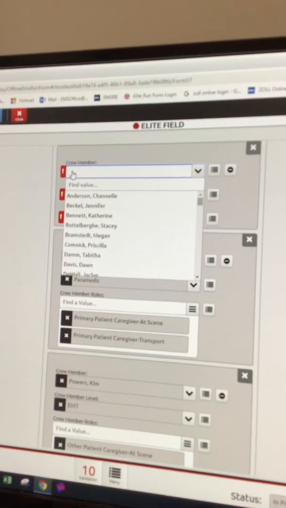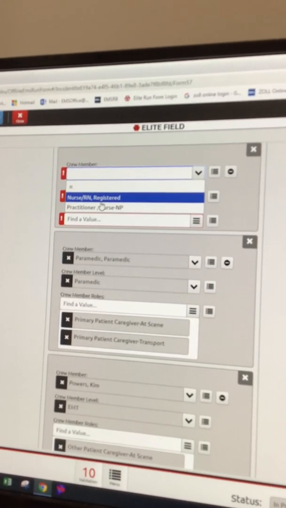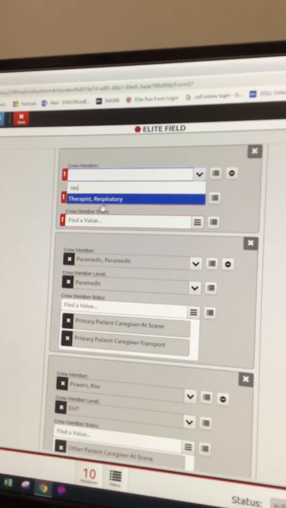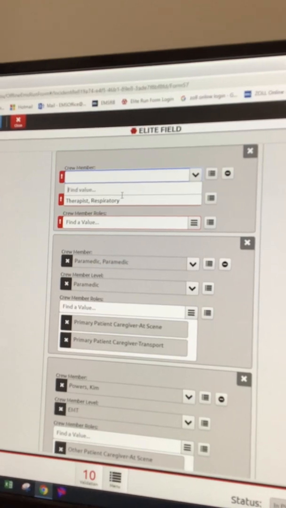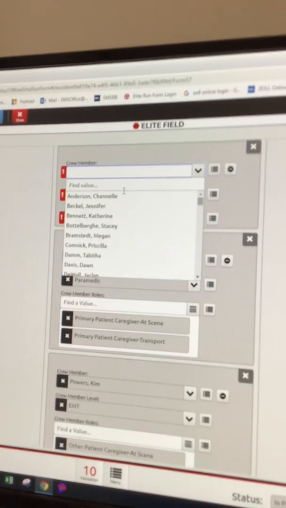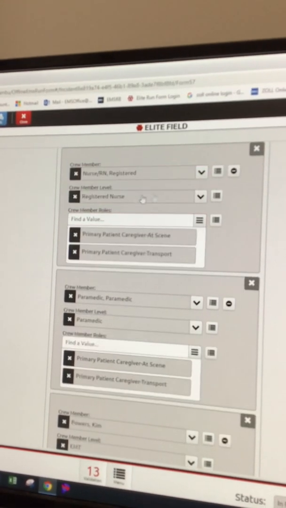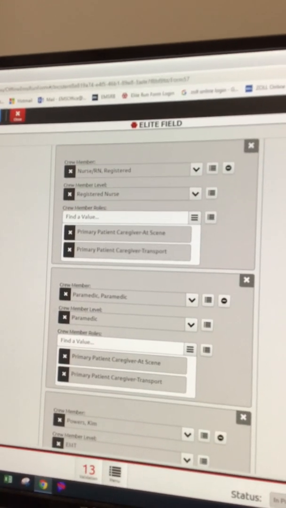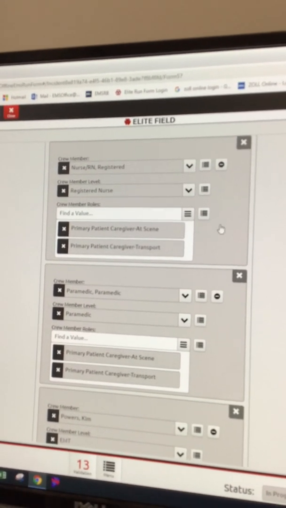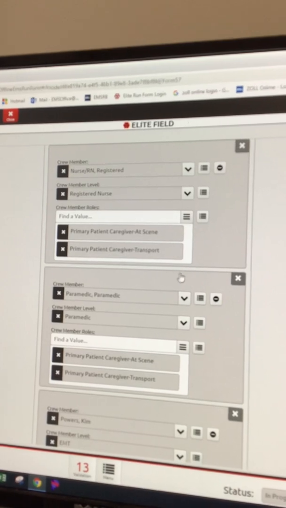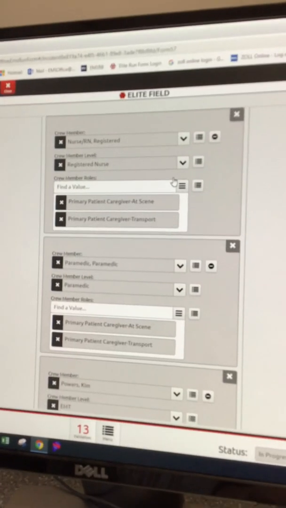I also have nurse practitioner and respiratory therapist. So these are all generic. Make sure you look at what's available. You're going to have to find out what their credentials are, either by looking at their badge, their uniform, or asking them. We need to get this right. So I've added them here under the crew members, so you do not have to document this in the narrative.